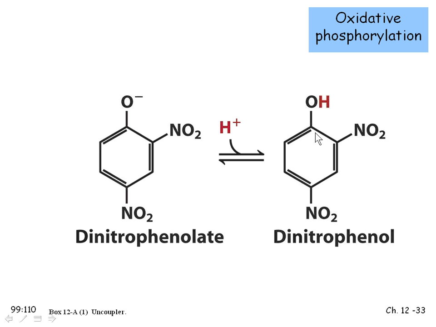So this one is the one that's going to be more membrane soluble because it has no charge. It's in the protonated state here. And so it can pretty much diffuse freely across a membrane. And this ionization is one that happens fairly close to neutrality. So what do you think happens if you add this molecule in either form to a mitochondrion or a suspension of mitochondria?